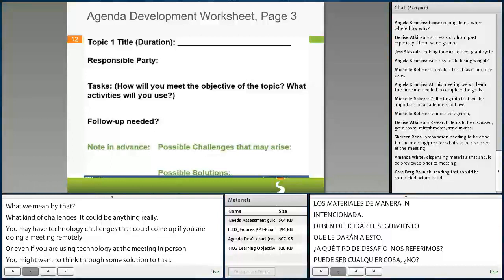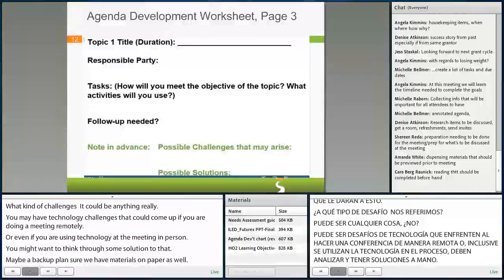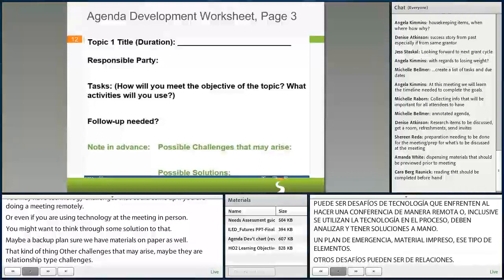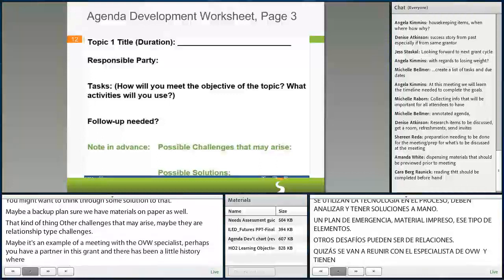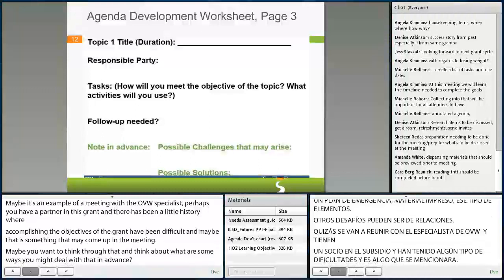Other challenges that may arise, maybe they are relationship-type challenges. Maybe this is your meeting, to use our example of meeting with our OVW specialist, perhaps you have a partner in this grant, and there's been a little bit of history where accomplishing the objectives of the grant have been difficult, and maybe that's something that may come up in the meeting, and maybe you want to think through that and think about what are some ways that you might deal with that in advance. What are some solutions that you can take in order to deal with any kind of challenges that might arise when you're actually at that meeting?